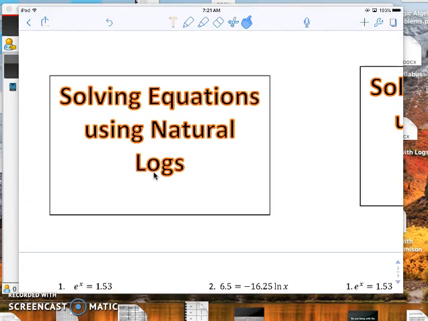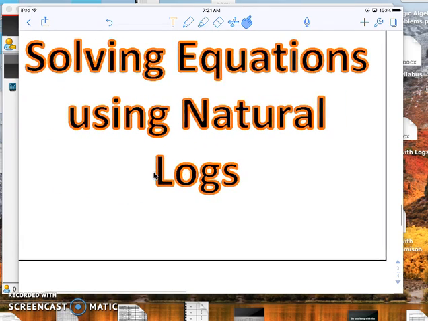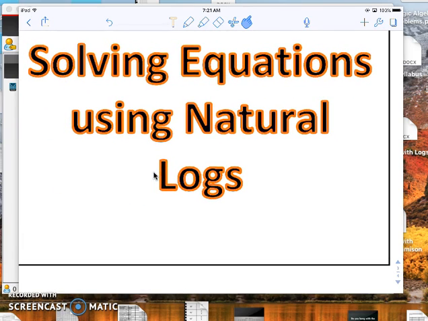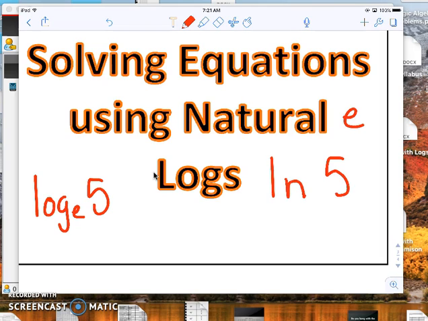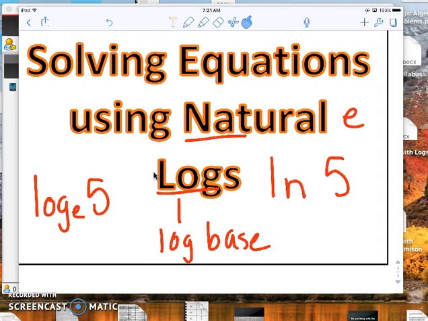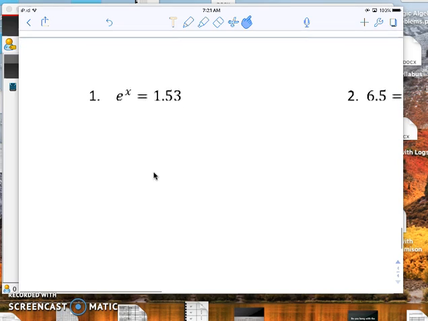What natural logs are: we've talked about the common log, which, if the base doesn't show up, is base 10. There's also a number called e in mathematics that shows up a lot. If you have log base e of 5, you'll never see it written that way. You'll see it as the natural log of 5. So natural log is log base e. You'll solve them very similarly.